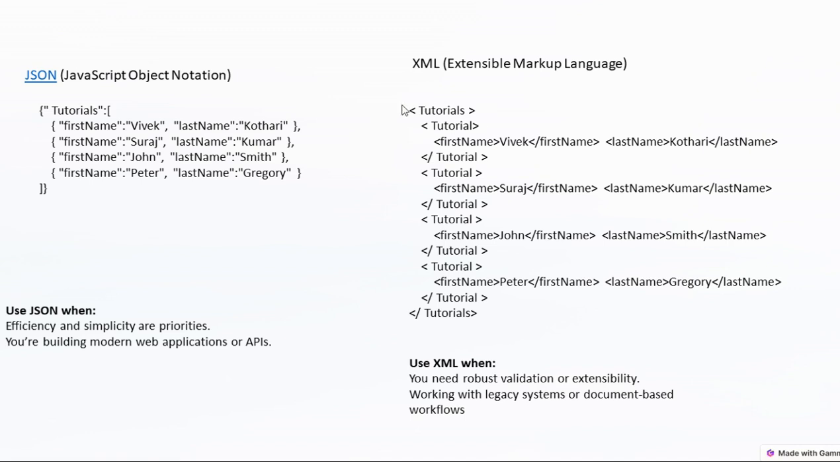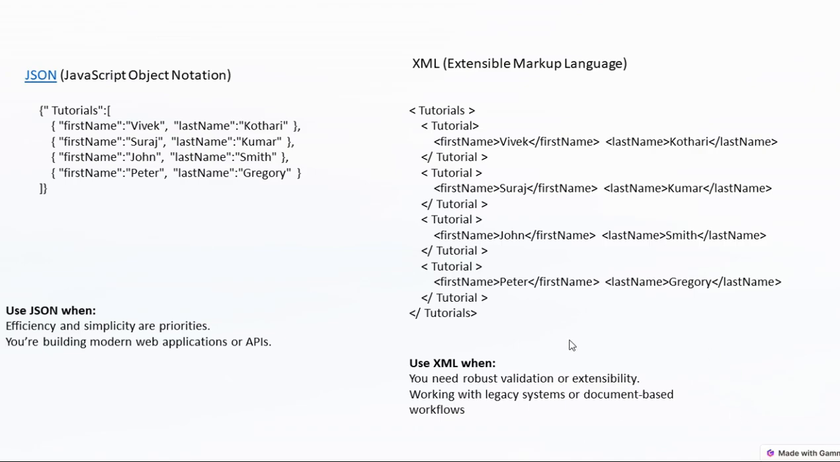This will have tags. So you start with tutorials as a tag, and again with the ending tag. Again you have one more tag for each and every row. You have a starting tag and an ending tag. You have a head tag and an end tag. As you can see, JSON is very easy to write. It's highly efficient and known for its simplicity, and hence it's very commonly used for building web applications or APIs. Whereas XML is robust and quite extensible, and it is very good when we are working with legacy systems or document based workflows.